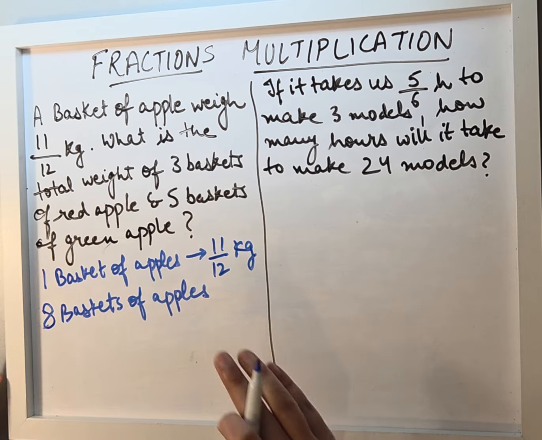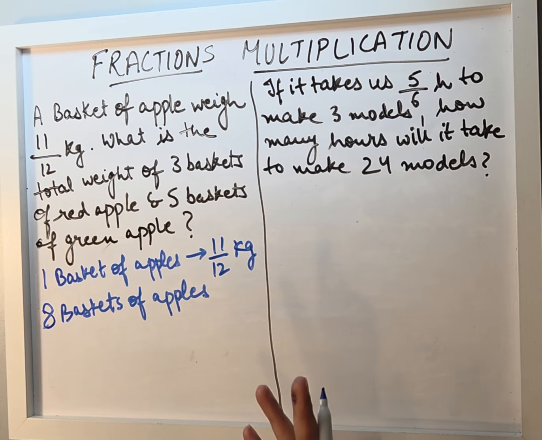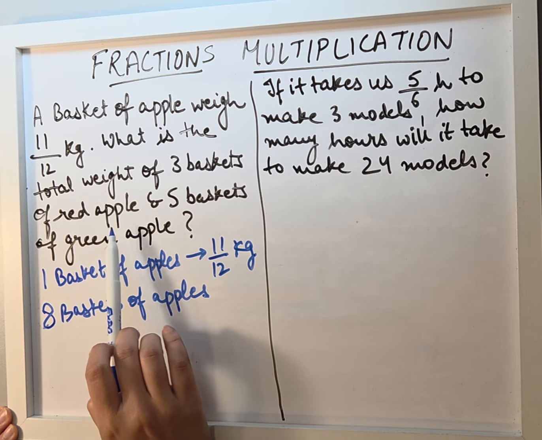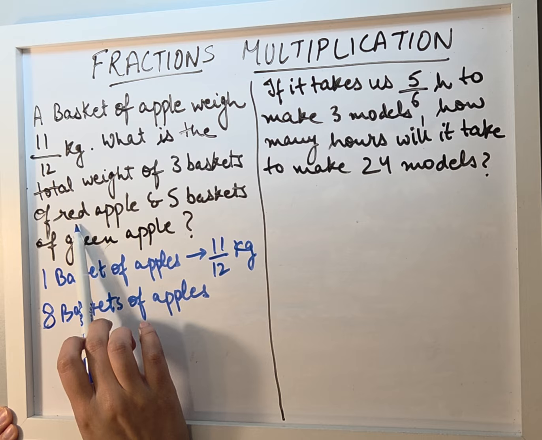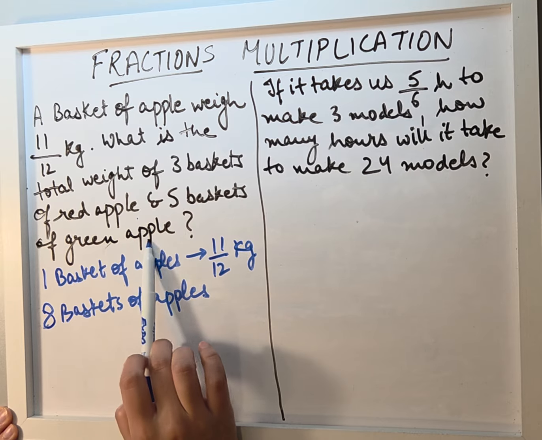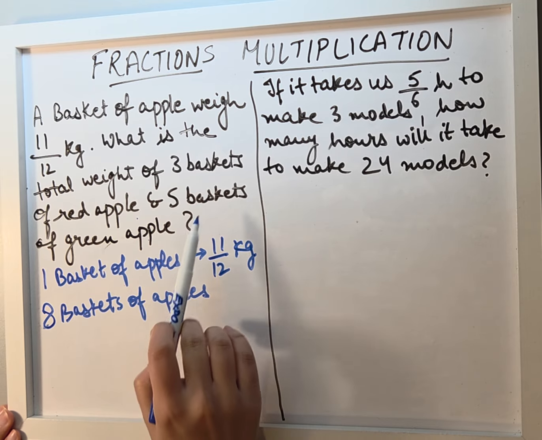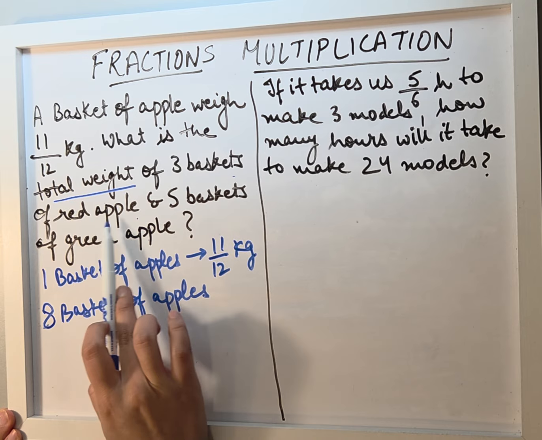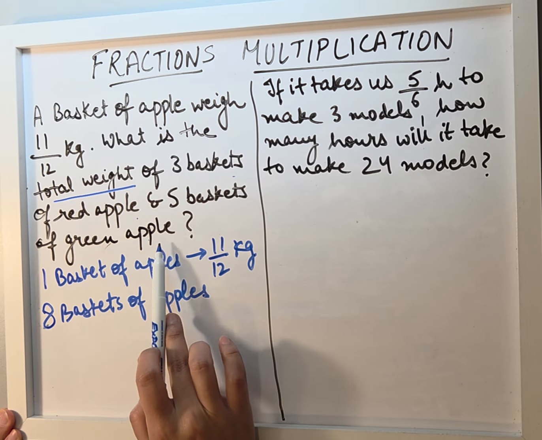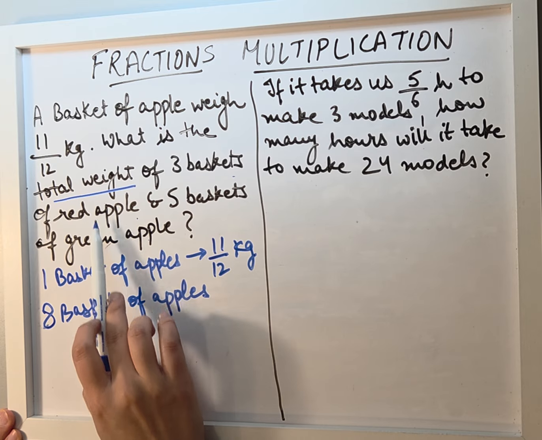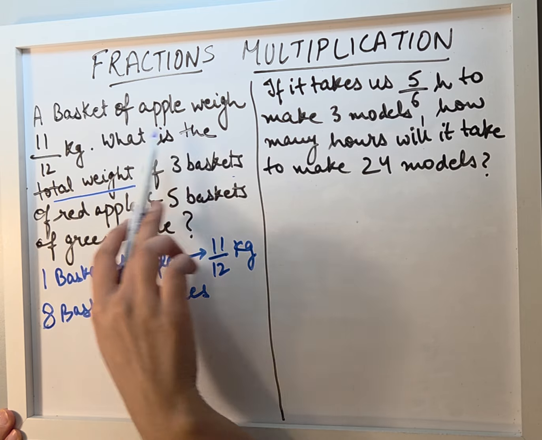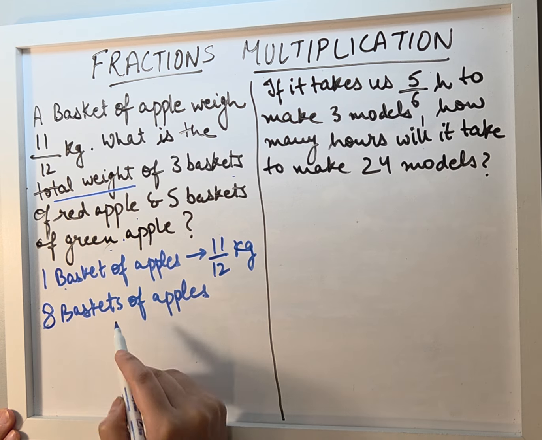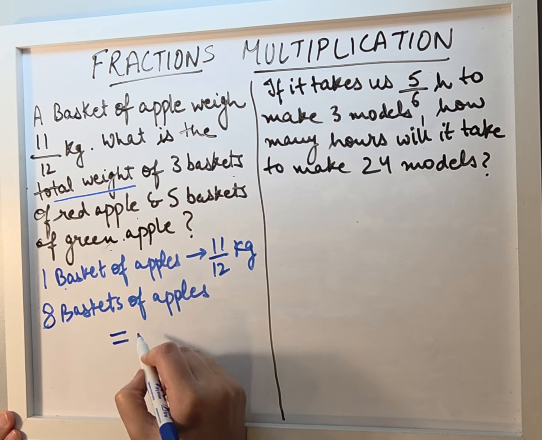Okay, so sometimes there are different details given to us which might not be relevant to us. Okay, because they've not asked what is the weight of red apple baskets and green apple baskets separately. Okay, they are asking the total weight of three baskets and five baskets together, and no matter what kind of apple it is, we've been given just one weight per basket of apples. So this becomes a simple multiplication problem.